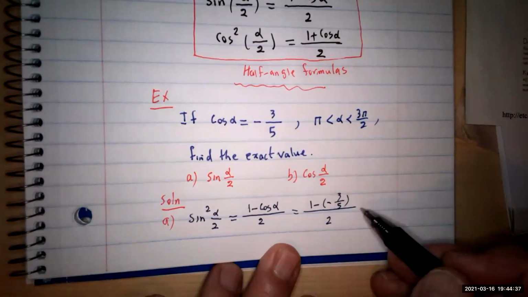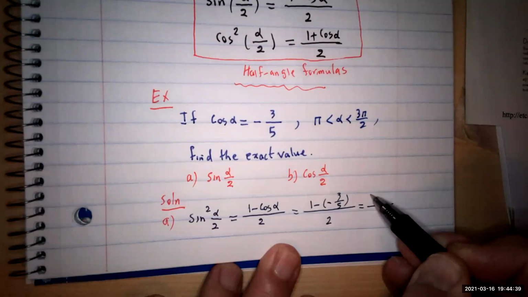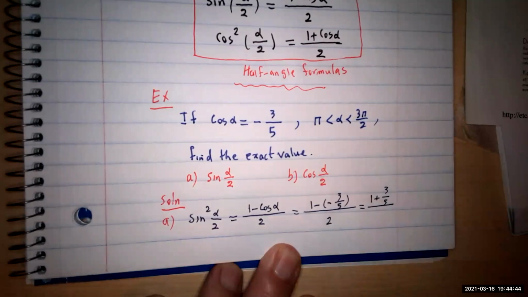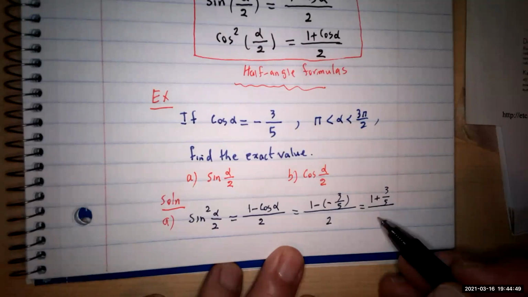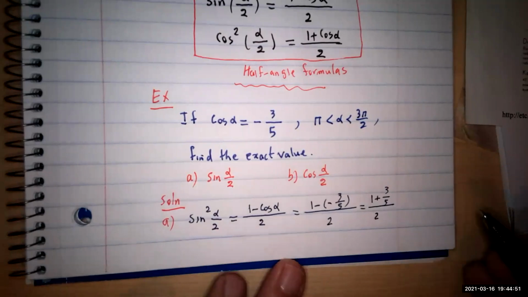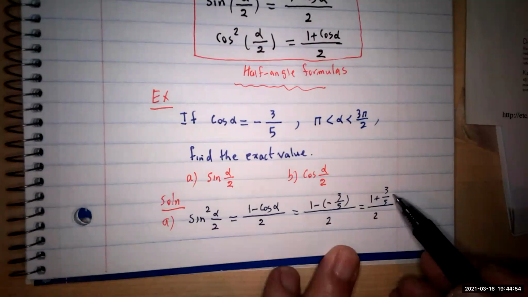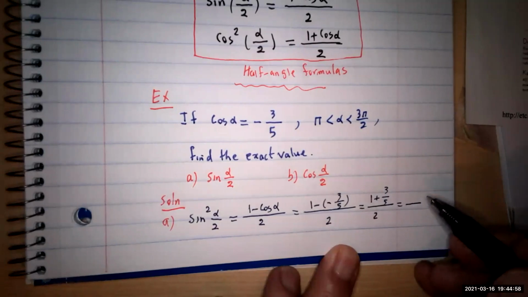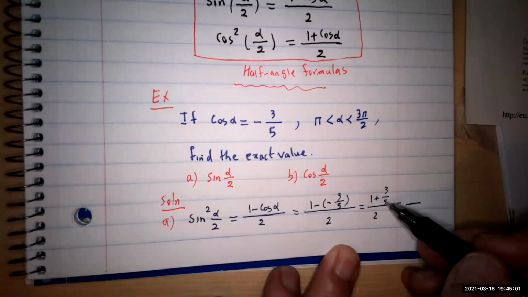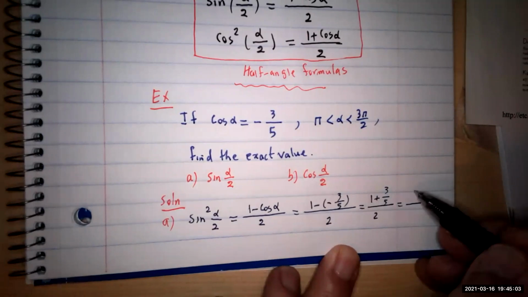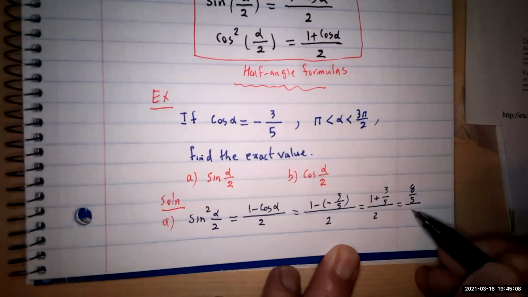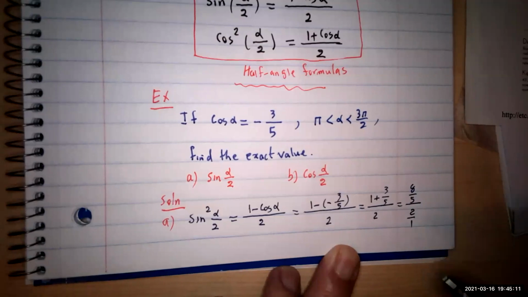Continue on the top. Simplify. Negative becomes positive, so that gives me 1 plus 3/5. Simplify it: 1 is like 5 over 5, so 5 and 3 would be 8. So you get 8/5 on the top, divided by 2 over 1 down the bottom.